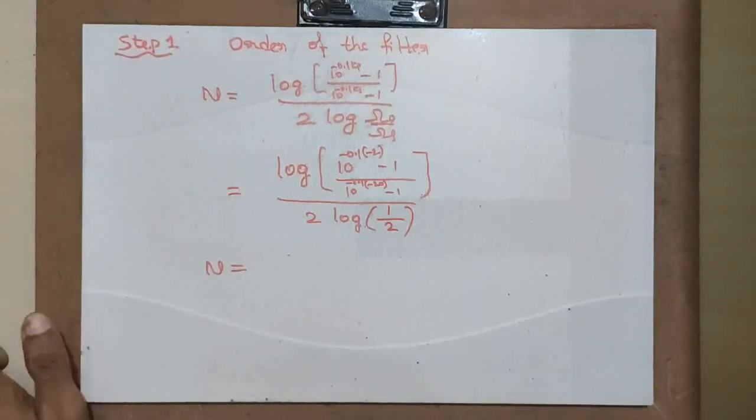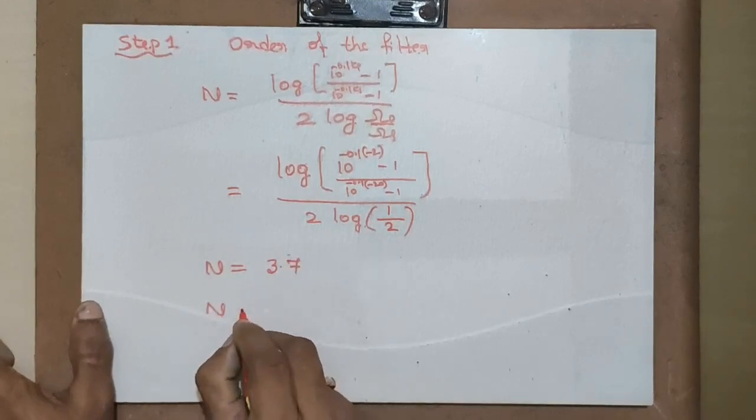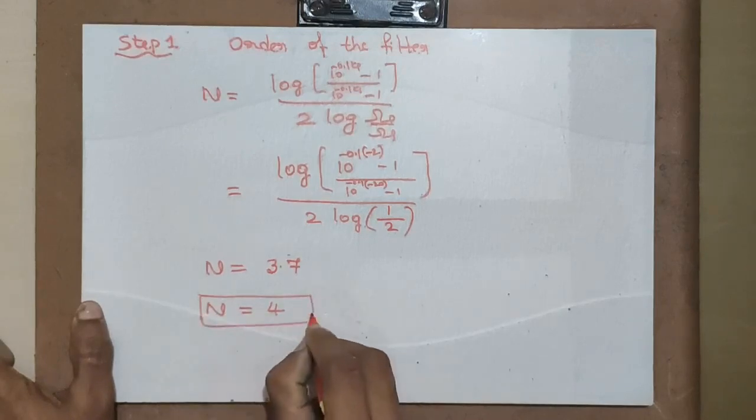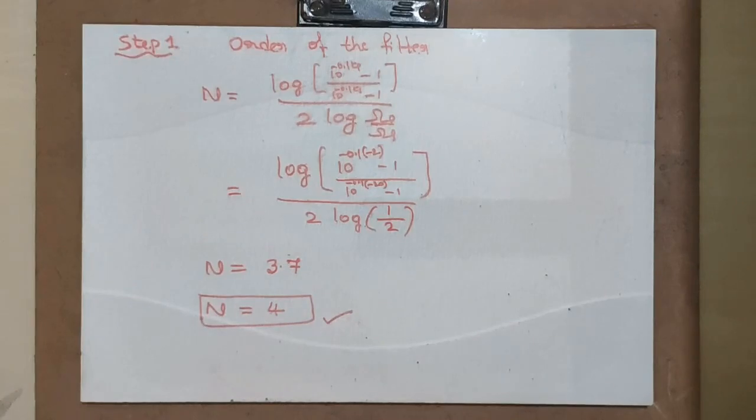If you do this, just verify the answer. What you get is 3.7 and the order I am rounding off to 4. This is the step 1 answer: N is equal to 4. I got the order of the filter equal to 4 by backward substitution. That means the first step is to find the order of the low pass filter, but the initial step, whatever I have done, takes the high pass filter design specifications to low pass filter design specifications.